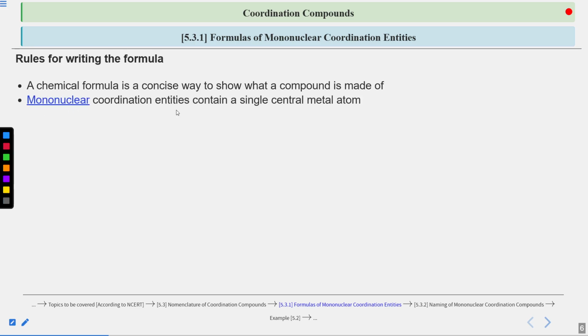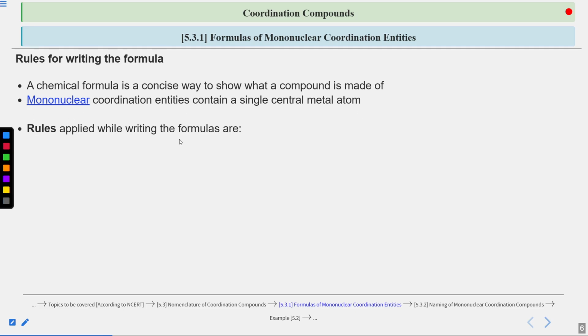Mononuclear coordination entities contain a single central metal atom, because, as I said, mono means one. So mononuclear coordination entities are those that contain a single central metal atom. Only one central metal atom is present in the coordination entities which are mononuclear.